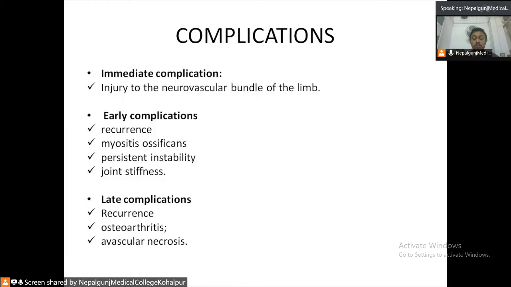Avascular necrosis is a much commoner complication you encounter, either in the case of the femoral head or in the case of the shoulder. The femoral head can get avascularized, and there can also be avascular necrosis of the humeral head.